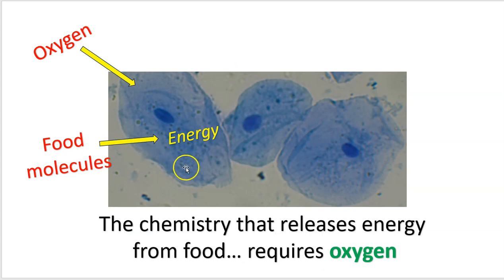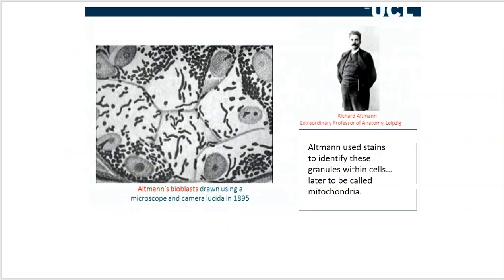Now, the chemistry that releases energy from food requires oxygen. So here's our basic first level approach to this question: why do cells need oxygen? Because there's some chemistry, some really important chemistry that is producing energy from our food that requires oxygen.